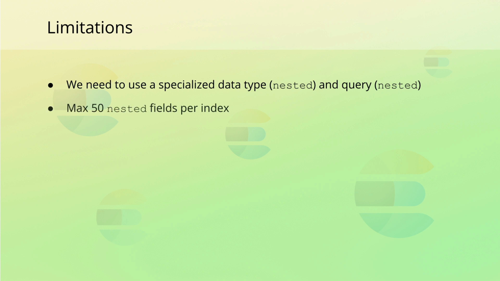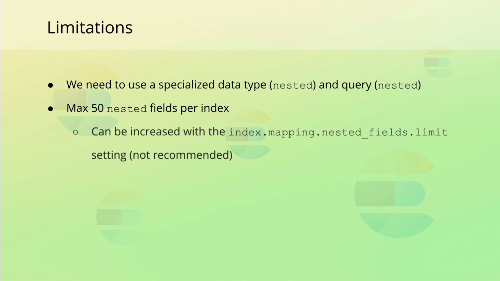There is a limit for how many fields with the nested data type can be added to an index. It defaults to 50, which should be enough, so it's unlikely that you will ever run into this limit. Should that be the case though, this is a setting that can be increased, provided that you understand that you are probably mapping your documents incorrectly if you need to do this.